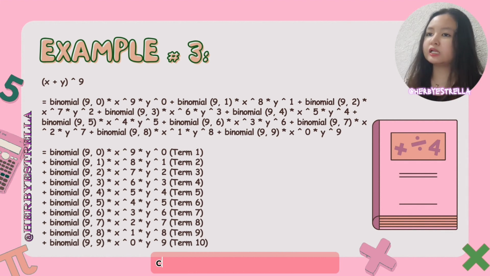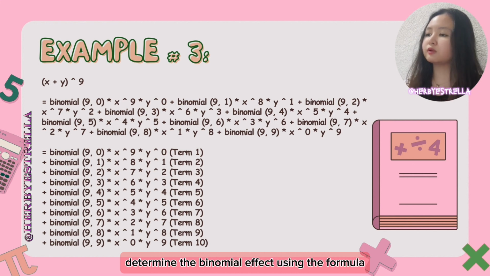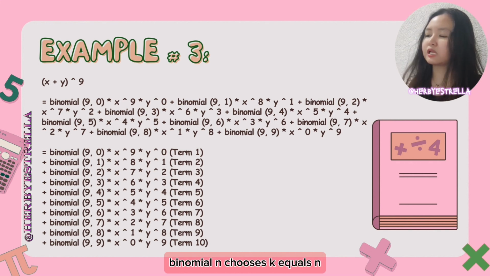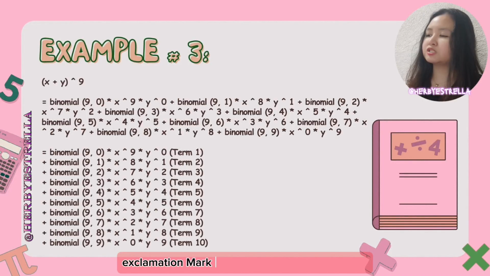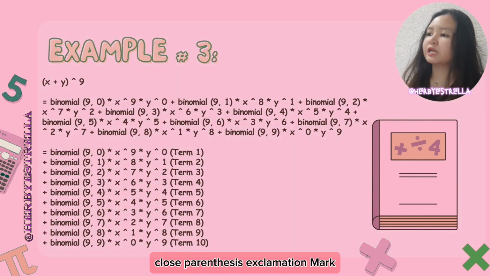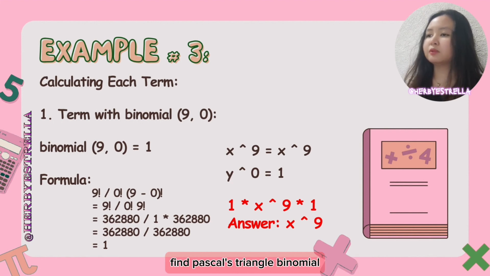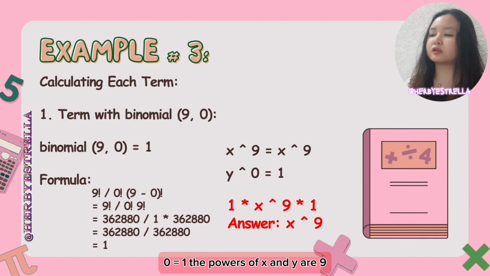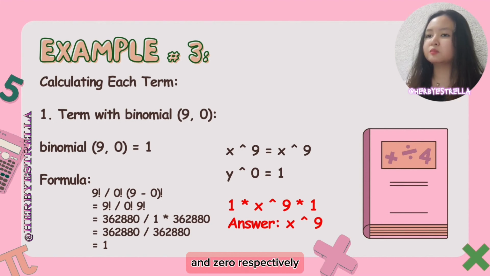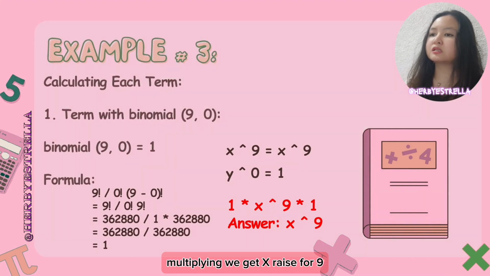and term 10. Calculating each term. For each term, determine the binomial coefficient using the formula binomial n choose k equals n factorial divided by k factorial times (n minus k) factorial. For term 1, using the binomial coefficient formula, we find binomial 9 choose 0 equals 1. The powers of x and y are 9 and 0 respectively. Multiplying this, we get x^9.